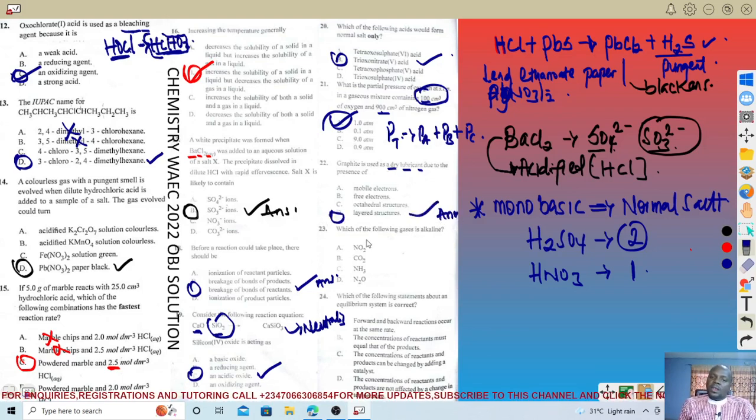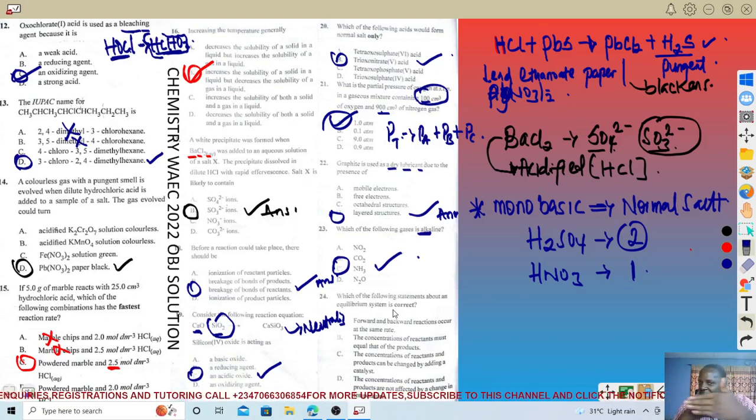Please note that. The next one is, which of the following gases is an alkaline? Alkaline. Soluble base is alkaline. Ammonia. Everybody knows. Next one. Or do I need to talk? No. Thank you. Which of the following statements about an equilibrium system is correct? Equilibrium.